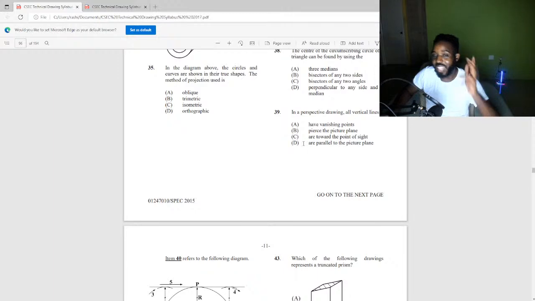But that's what I'm saying, perspective drawing isn't even on the CSEC syllabus. It's on the CAPE syllabus. So I don't understand how you have a perspective drawing question here, but yeah, that's the answer.